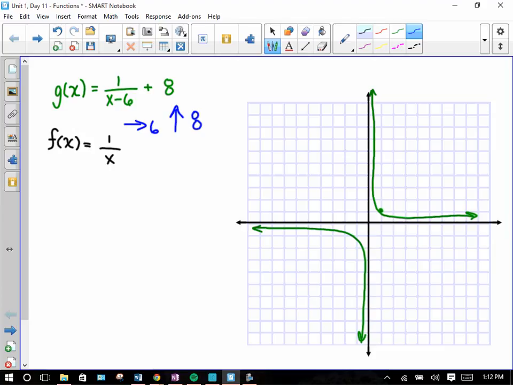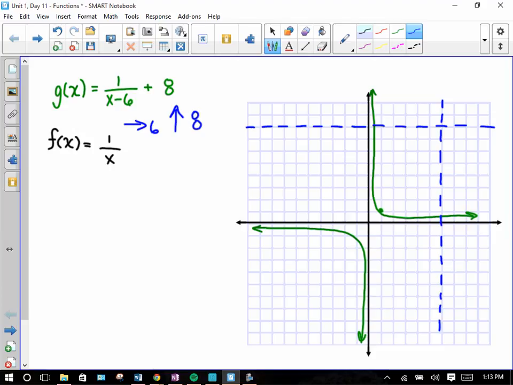So here's how I can do this. This horizontal asymptote is moving up how far? 8. So 1, 2, 3, 4, 5, 6, 7, 8. I know that there's going to be a break right there. This is going to be my horizontal asymptote, moved up 8. I know that my vertical asymptote, this vertical break, is going to move 6 units to the right. 1, 2, 3, 4, 5, 6. So I know there's going to be a break right there.